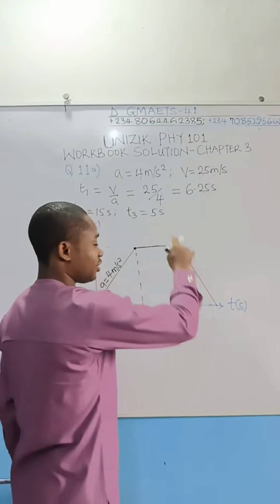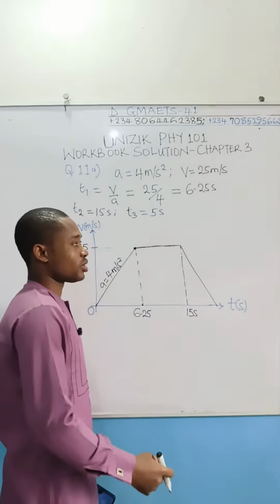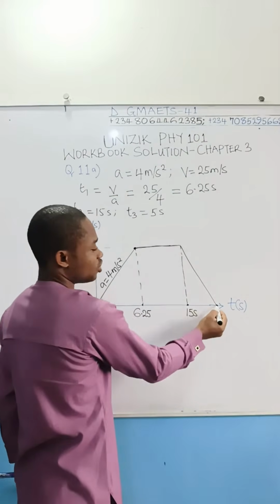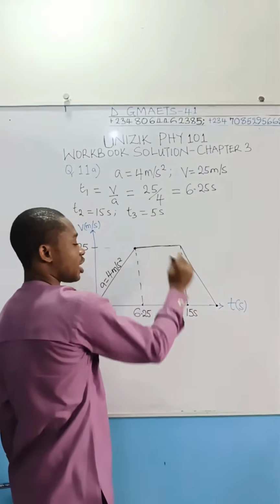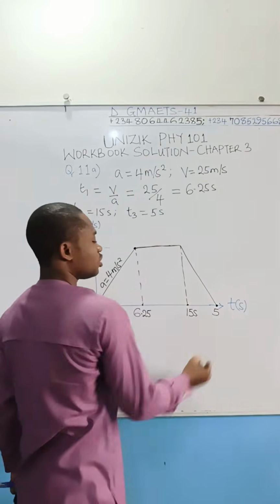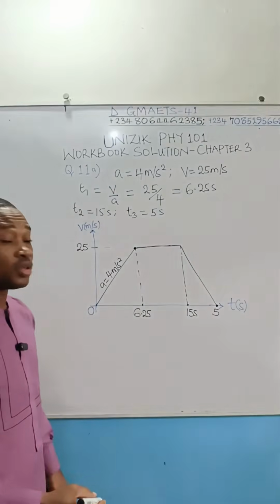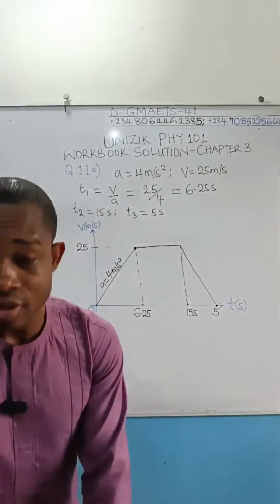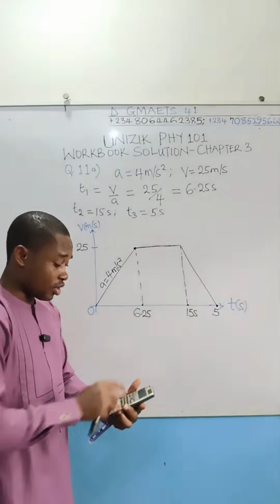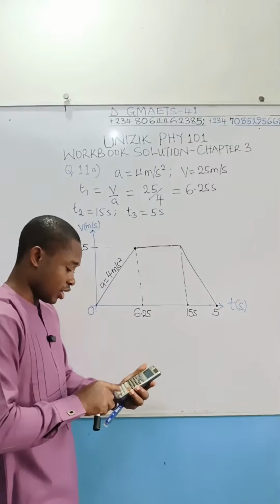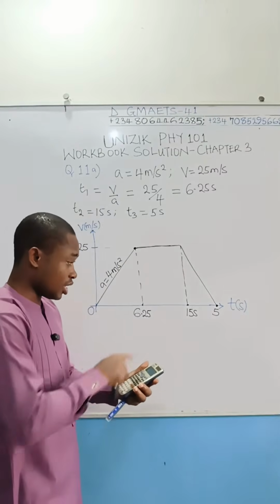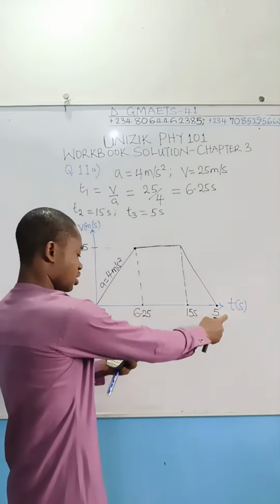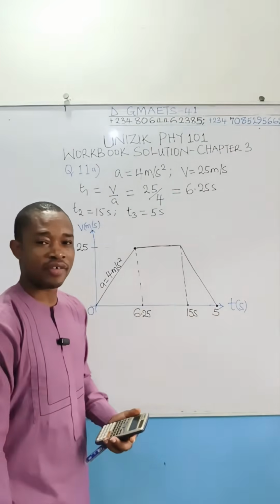So we have something like this. Likely the brake was applied and it was brought to rest. Now the time it took from here to this point where it came to rest, which is time 3, was quoted in the question to be 5 seconds. So if you want to get the total time, based on the way I have shown my diagram, it's going to be 6.25, you add 15, and then you add 5. So the total time from here to here is actually 26.25 seconds.